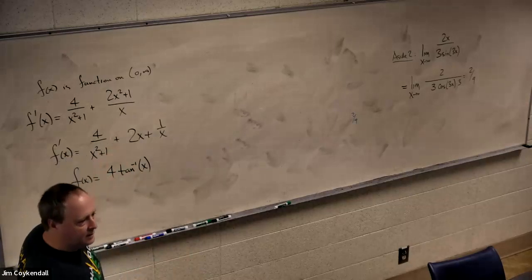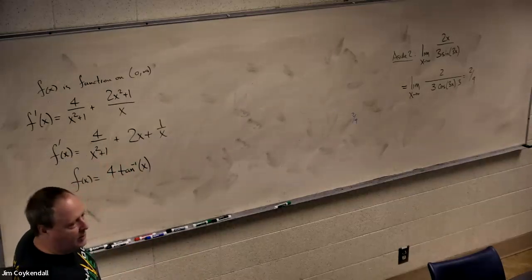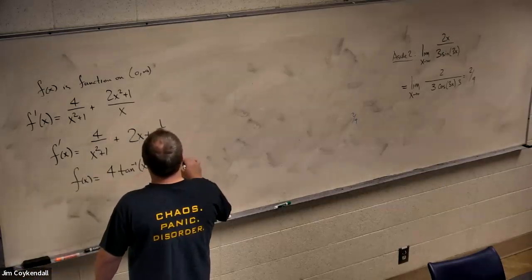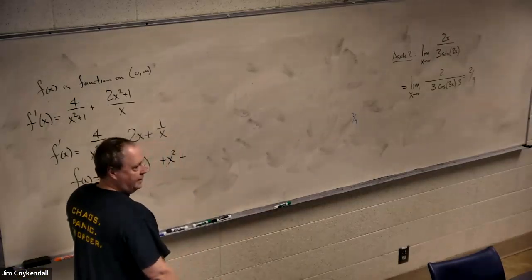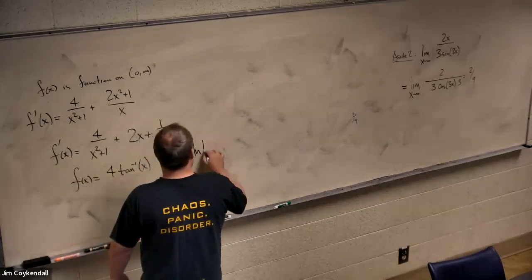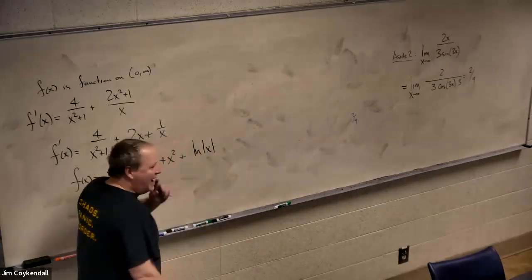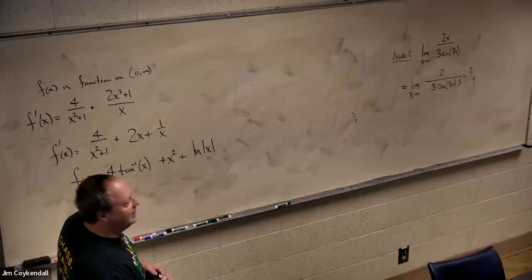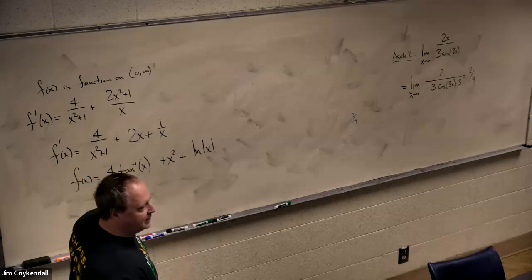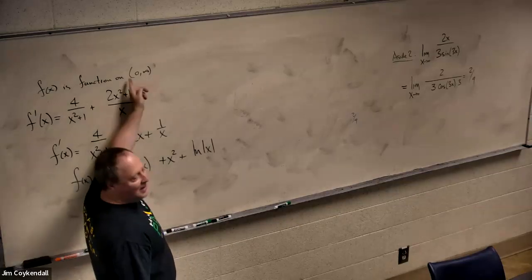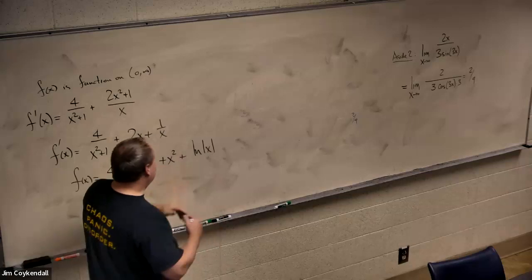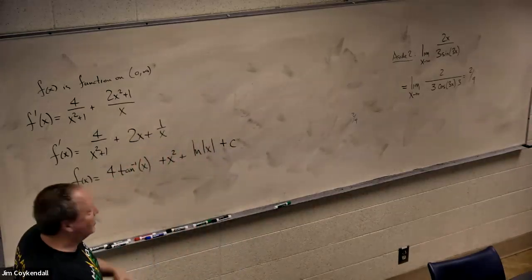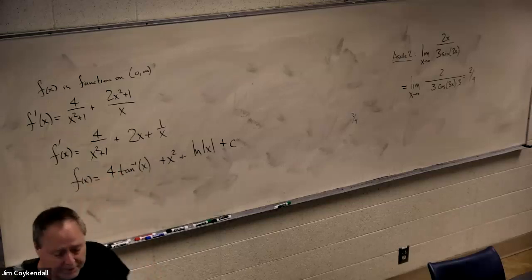Correct? What's your favorite antiderivative of 2x? And how about 1 over x? Actually, I don't need the absolute value here, really. Why? There's a technical reason I don't need the absolute value for this particular problem. That's right, the x is never going to be negative. But I'll do it there just so I get a good habit. Plus constant. That's the most general form.